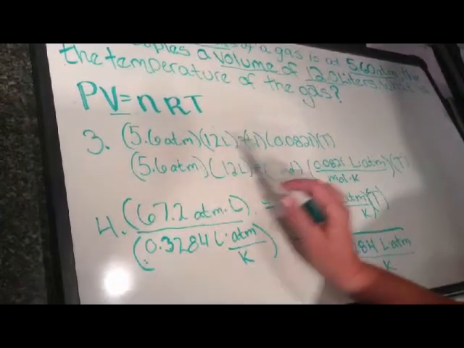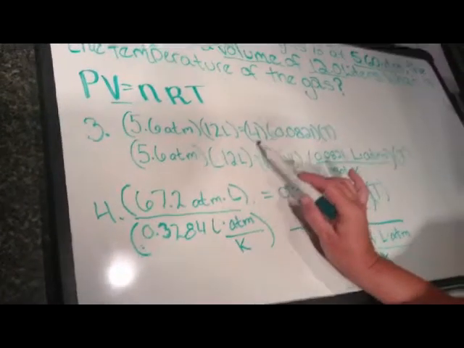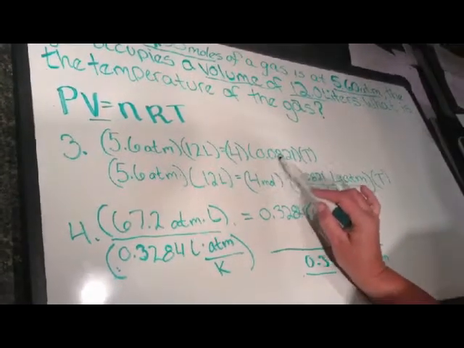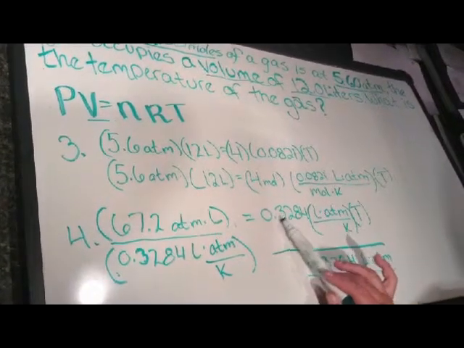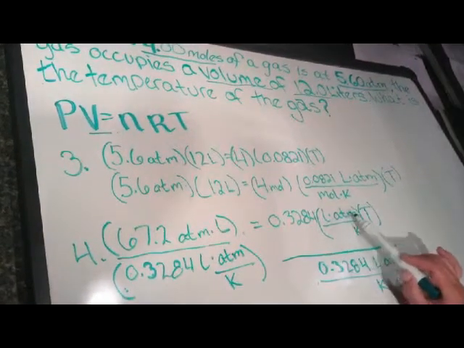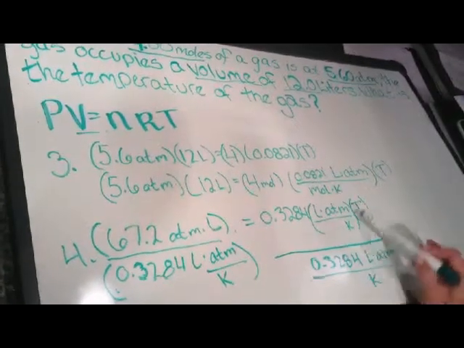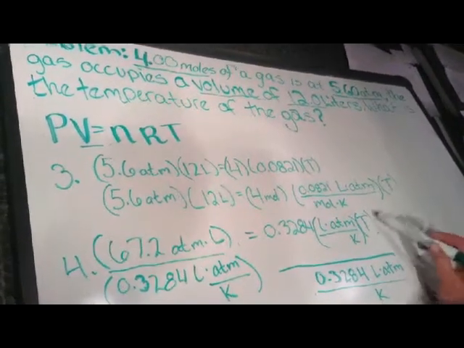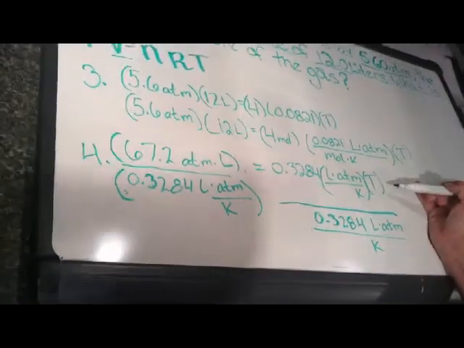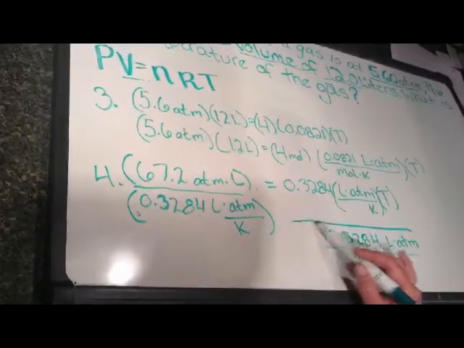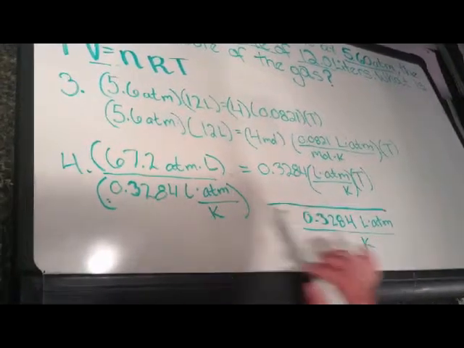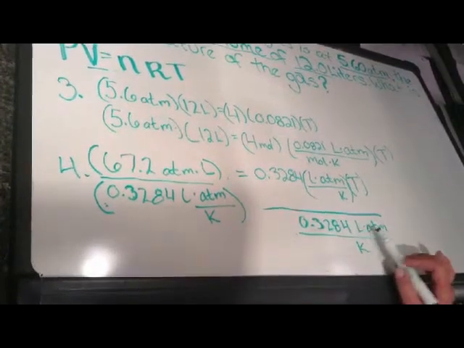So then on the other side of the equation, we're going to do 4 moles times R, which is 0.0821. 0.3284 is what we come up with, and that is liters atmosphere over Kelvin, and then we have temperature still ready to solve for. So in order to get rid of R on this side, we're going to divide the entire equation by 0.3284 on both sides.